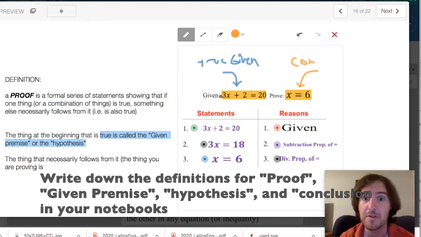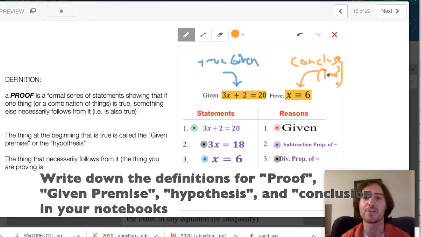It's the thing after the event, right? If 3x plus 2 equals 20, then x equals 6. So this is the conclusion. And what we want to show is that it's also true. That is our goal. Do we know it's true yet? No. So I'll put a question mark right here, but we want to show that it's true.